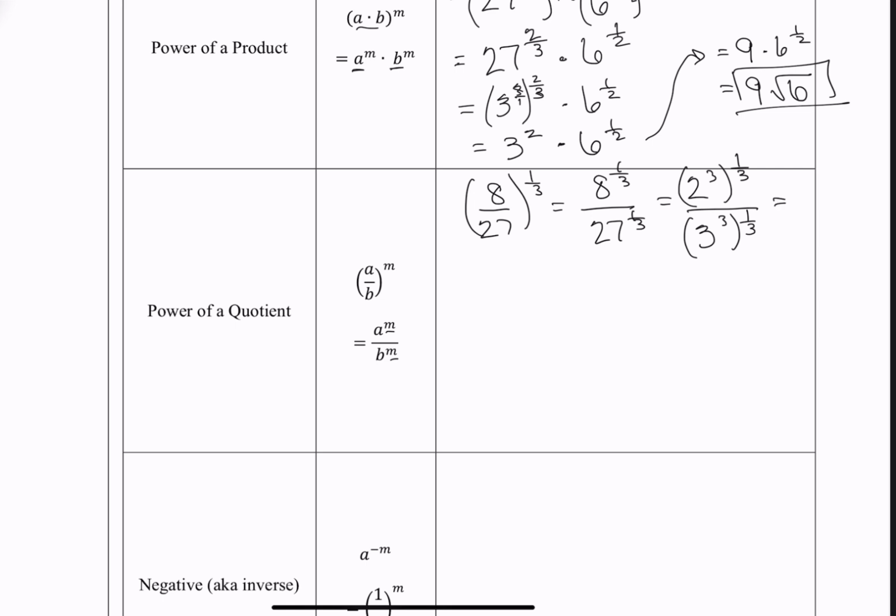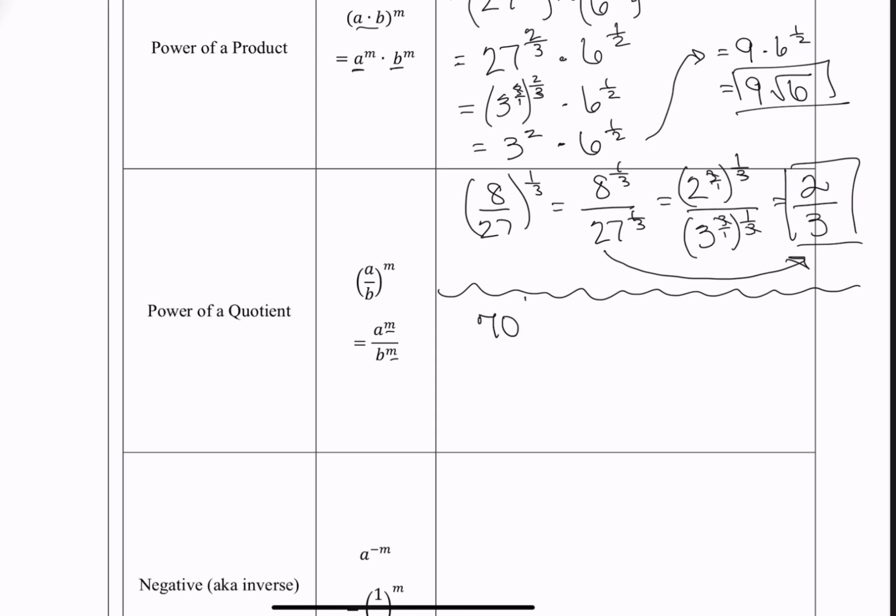So using the power of a power property, I can reduce the 3's and just be left with 2 in the numerator. And using, again, that power of a power property, I can reduce the 3's and just be left with 3 in the denominator. And there's my final answer. You could have also thought to yourself, what's the cube root of 8? It's 2. What's the cube root of 27? It's 3. So you could have actually skipped that other step and just gone from here to there.